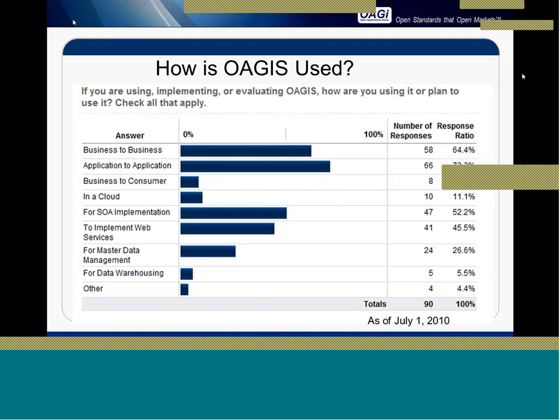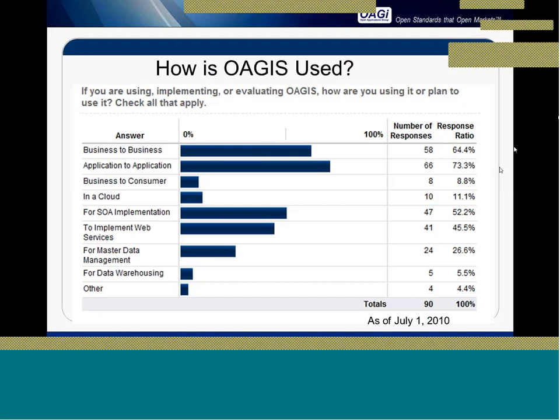And you can see we're at 64.5% for B2B and 73% A2A. And even last year, we already had 11% using us in the cloud. Right before this webinar went out, I just announced that the 2011 version of this survey is now online, and you can find that on the front of our website if you have not seen the announcement yet. You should be seeing that in your inbox very soon. We encourage you to take it, as we find this very useful to decide how we want to move the standard forward.